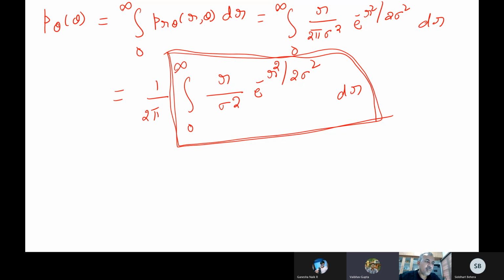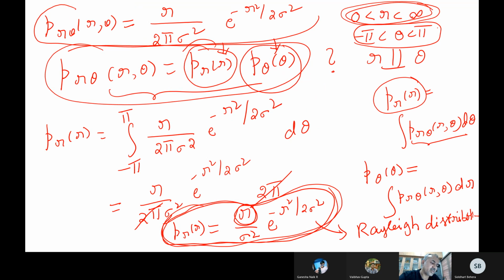0.5. How did you arrive at that one? I just substituted R square equal to T. Okay, so you have done some calculations. See, no need to do any calculation actually. What is this quantity inside? What are you integrating? What is that expression? It is nothing but P_R of R.